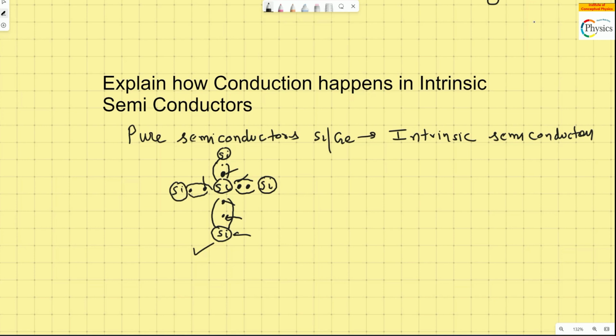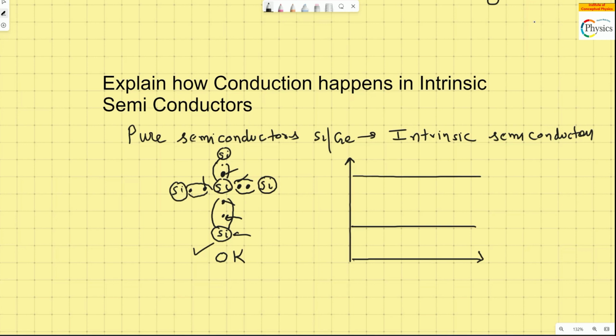Now let me draw the energy band diagram for an intrinsic semiconductor, which will teach you the exact way it conducts electricity. All the electrons you see, this is at 0 Kelvin. Temperature is very important to understand, and whatever I'm teaching you is at 0 Kelvin right now. The electrons which are part of the covalent bonds all reside in the valence band, a band of energy called VB. Then there is a gap, the forbidden gap.